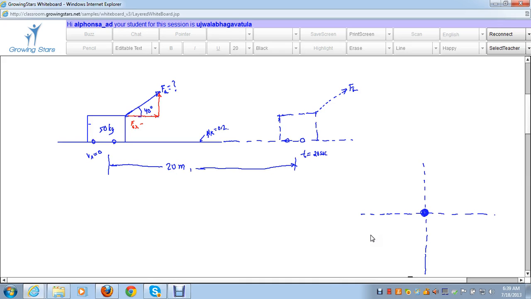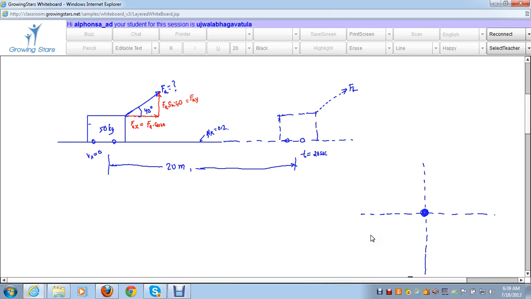What would be FAX now? That would be cosine 40 times FA, isn't it? Yes. FA, FA cos 40, okay? And this vertical component should be FAY. FAY equals FA times sine 40. Correct. That's FAY, okay? Y direction. And we have to show these forces in the diagram, okay? Because the FA is not in the x or y direction.